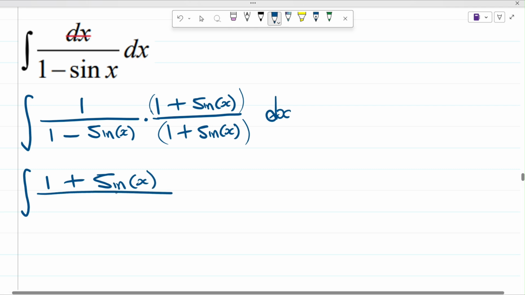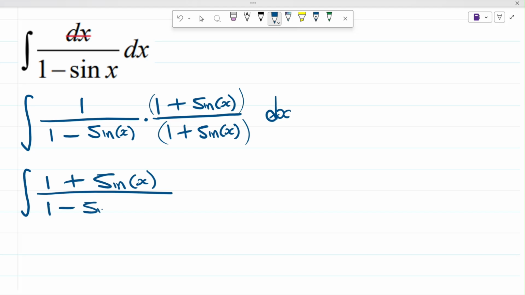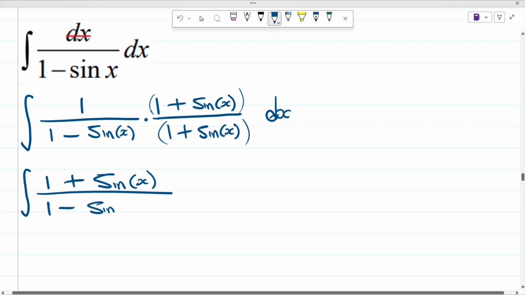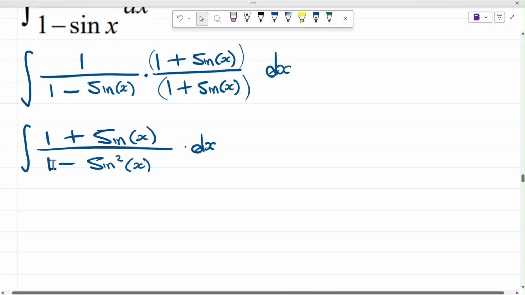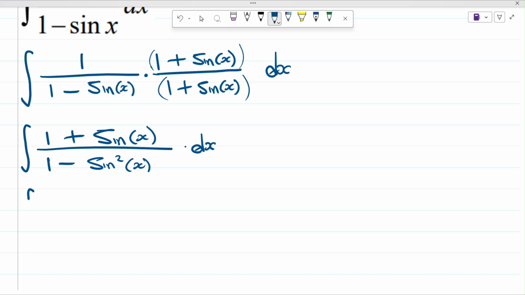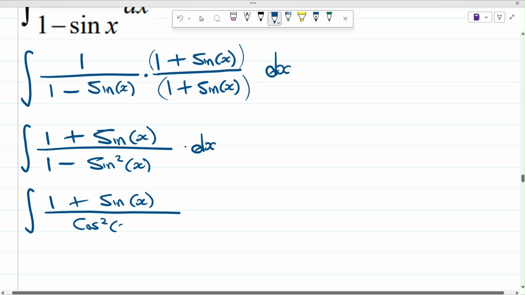Sine x divided by, then we multiply the denominator and the denominator, we should get something like 1 minus sine squared of x dx, just like that. And then from there we are going to change this 1 minus sine squared into its equivalence when it comes to the square identities. So we are going to get 1 plus sine of x divided by what? Cos squared of x dx.